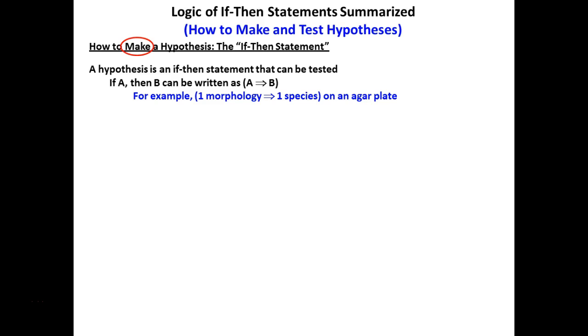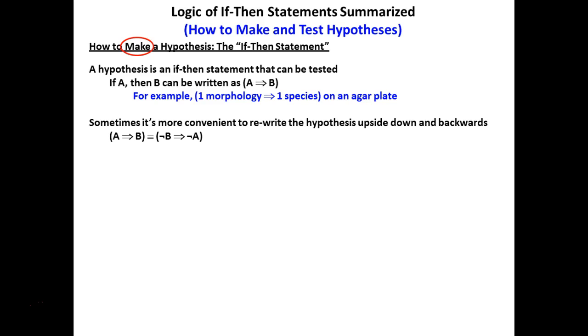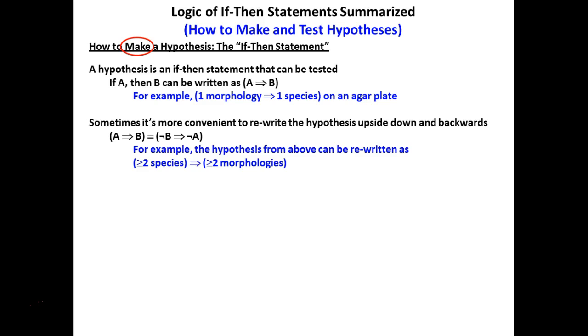And as you guys will find out and see as we move throughout the semester, if it wasn't for the label on the tube, you wouldn't know one organism from another looking at the growth on the slant or on a plate or in a broth. So we could write this also upside down and backwards, which basically says if you have greater than 2 species, you have greater than 2 morphologies. Again, is that true?